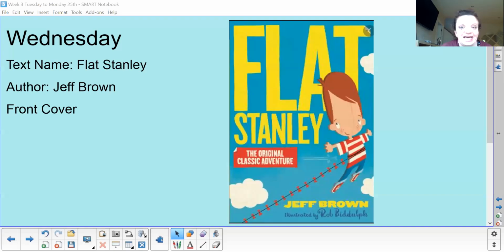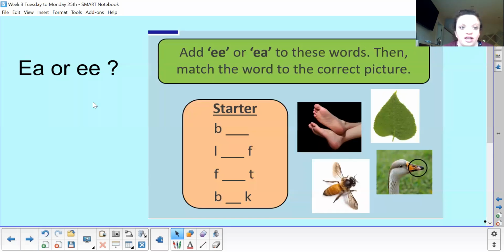Right, today is Wednesday and we're going to be carrying on with our Flat Stanley story, but we're going to be reading the next part of our text and then working on our retrieval skill all together. Let's go. As a little starter today, you've got to fill in the sound E to all of these words to make a word, and you've got to decide if it's E-A or E-E that you're going to put in the word, and then match the words to a picture. So for the first one, B-E, which picture is of a bee? You're going to decide which E it is and then match it to the picture. Pause me now and have a go.